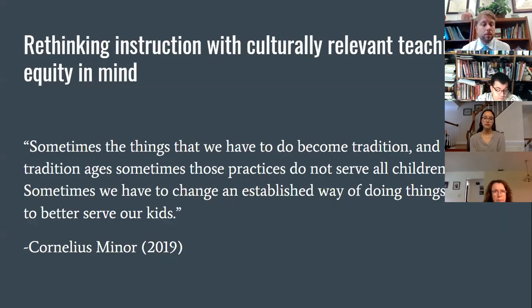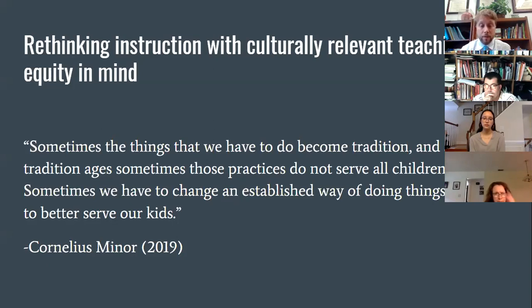So I'll close with a quote from Cornelius Minor, and then just a couple questions for us all to think about moving forward. In his book, We Got This, Cornelius Minor says, sometimes the things we have to do become tradition, and as tradition ages, sometimes those practices do not serve all children. Sometimes we have to change an established way of doing things in order to better serve our kids. And to really make our classrooms as inclusive and as anti-oppressive as possible, one of the most important things for us to do as part of that is to look carefully and critically at established practices.